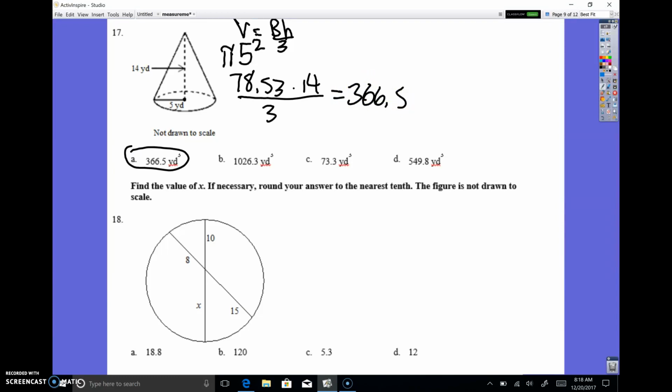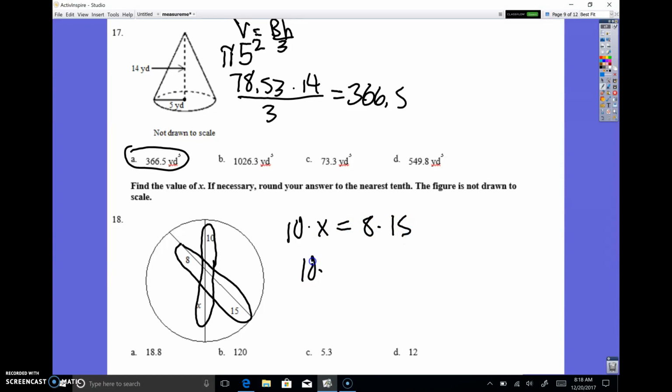Okay, now the circle problems. All you really need to know is the line. You set up the equation, you multiply what's on the line with what's on the other line. So 10 times x is equal to 8 times 15. So I have 10x is equal to 120, divided by 10. I get x is equal to 12.